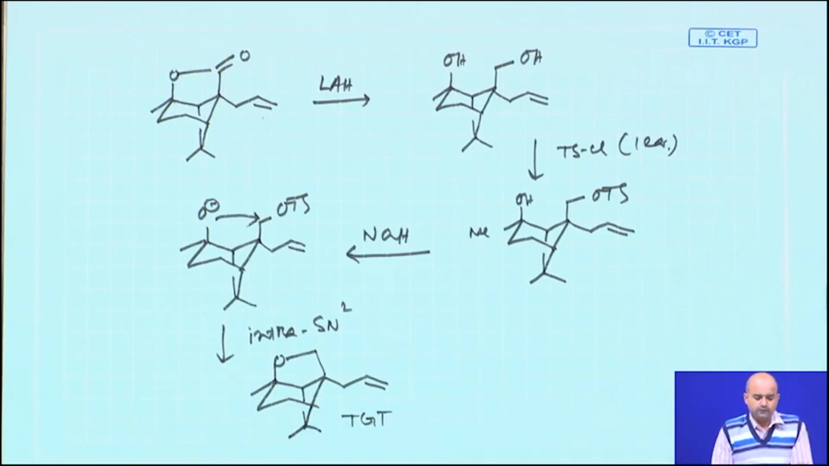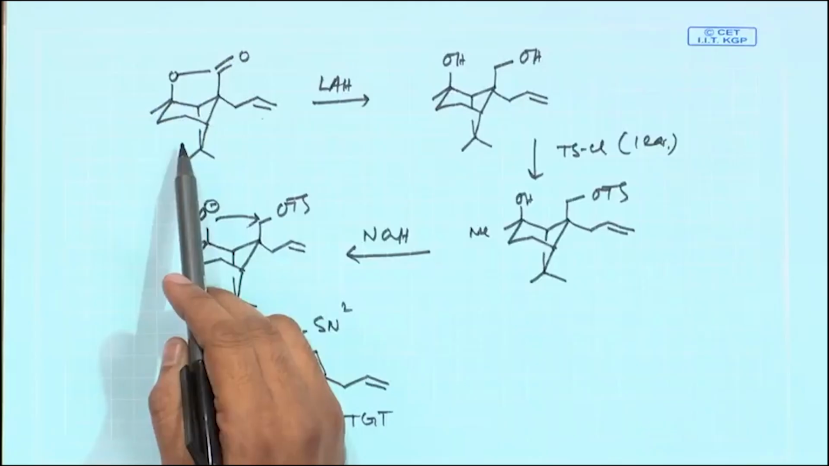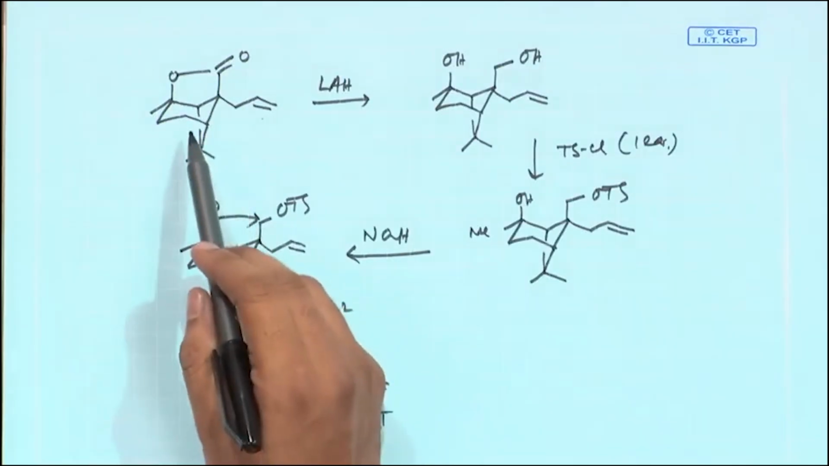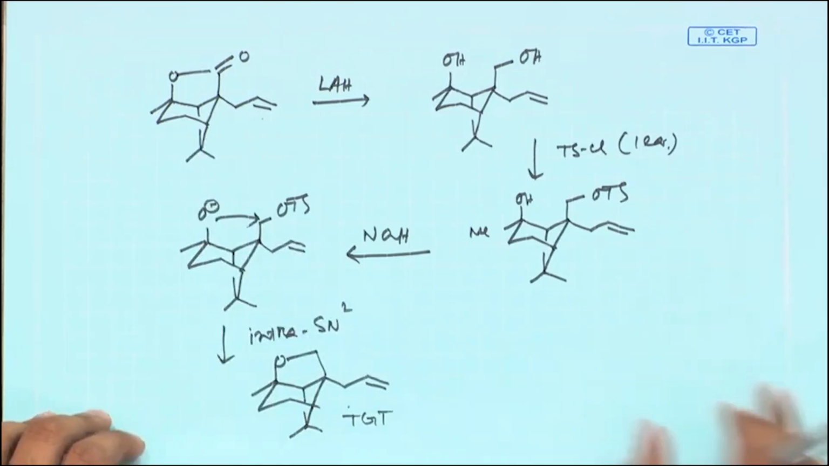So, what we did was analyze the skeleton of the target and correlate it with the starting material. The starting material was this one and the target was this one. You basically need a deoxygenation reaction on this lactone, and that was normally done through an intramolecular etherification reaction.